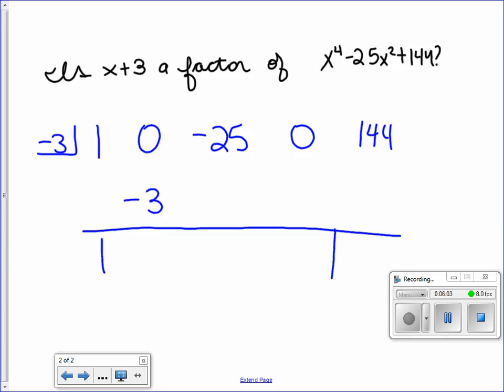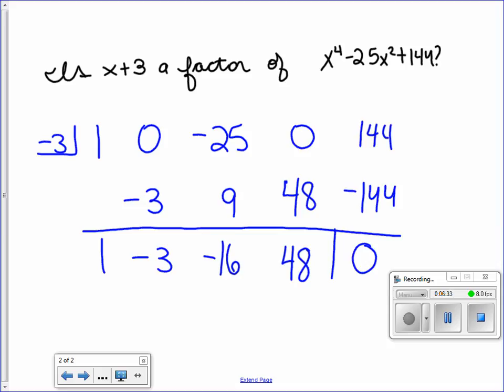Yes. 0 plus -3. Yes, it is. Awesome. Okay. -3 times -3. 9. Okay. -25 plus 9. -16. And then when I multiply those two, I get 48 plus 0, 48. 48 times -3, -144. The remainder is 0, so is x plus 3 a factor? Yes, it is. Awesome.